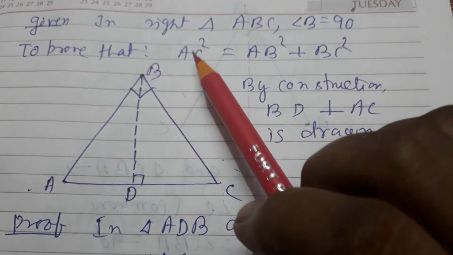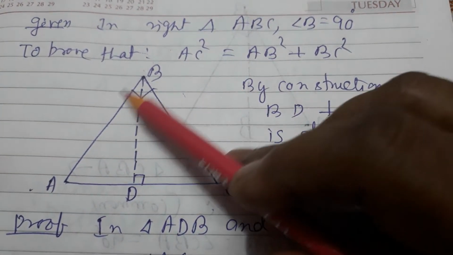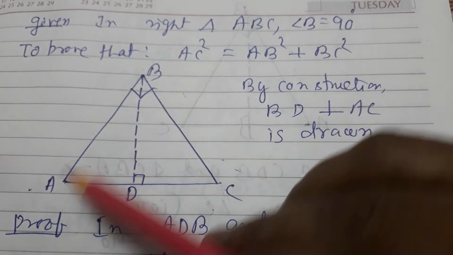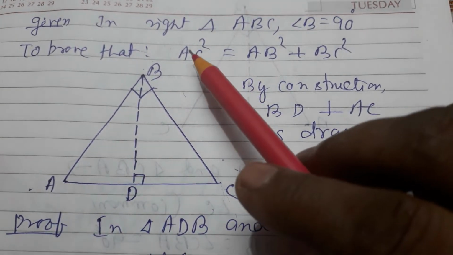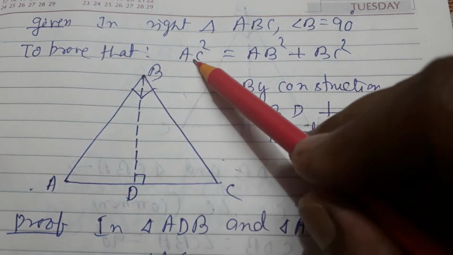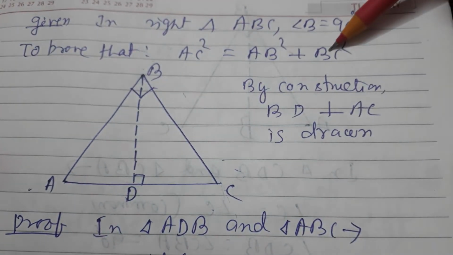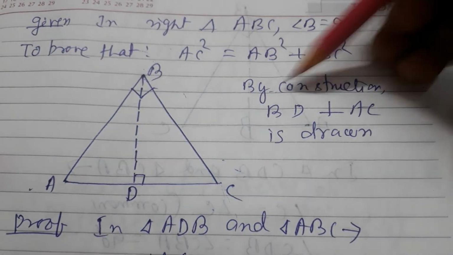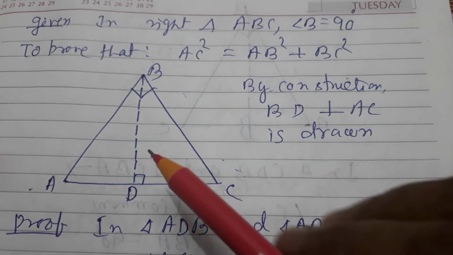Now listen, in this figure, ABC is a right triangle where angle B equal to 90 degree. So AC is known as hypotenuse. So you have to prove in Pythagoras theorem, AC square equal to AB square plus BC square. Okay. Now by construction, BD perpendicular AC is drawn.